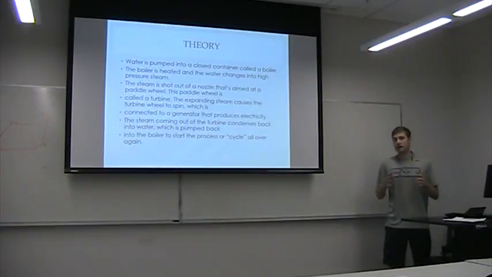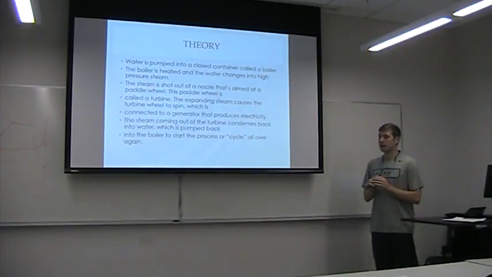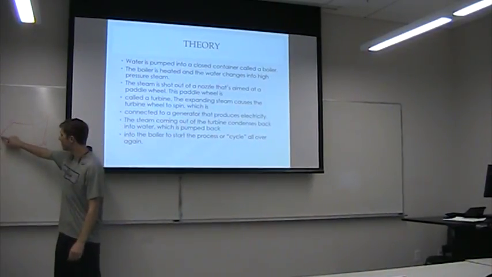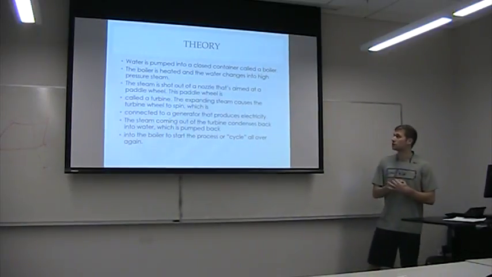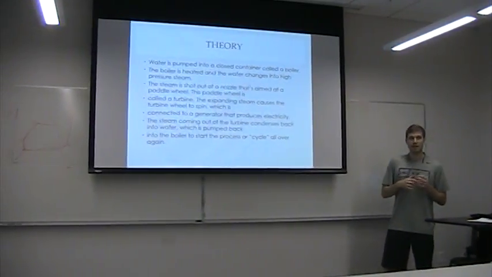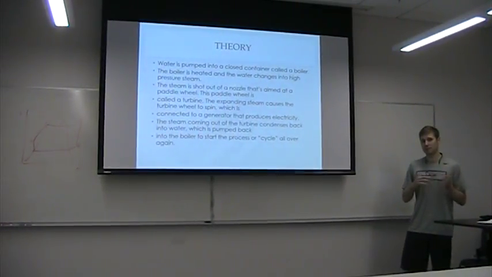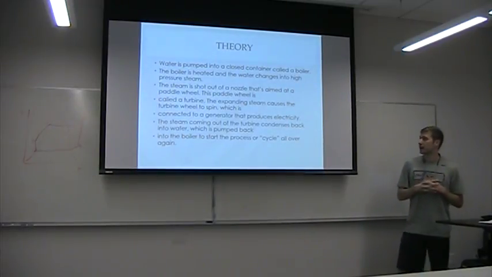So the theory behind it: water is pumped into the closed container called a boiler, and the boiler, come over here, is going to cause this temperature rise. The boiler is heated and the water changes into high pressure steam. Typically the Rankine cycle is always going to be used with water, changing it to steam and then changing it back into water. The steam is shot out of a nozzle that is aimed at the paddle wheel.